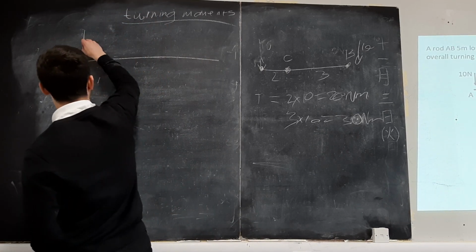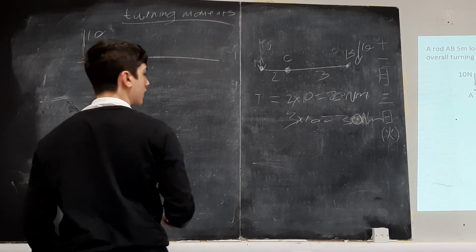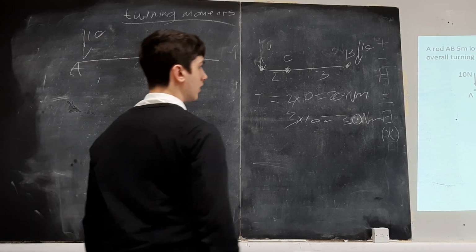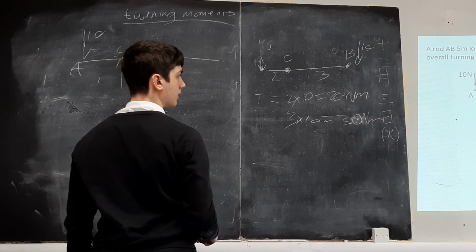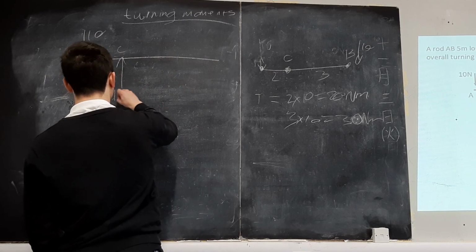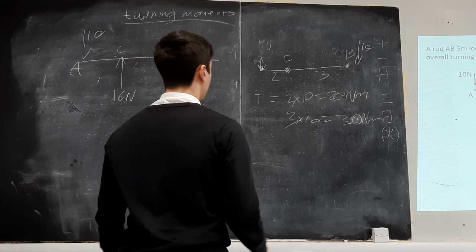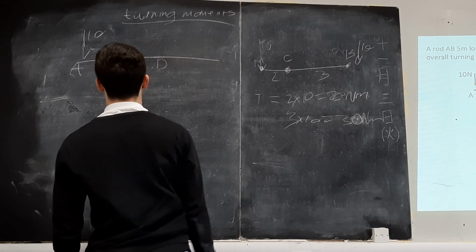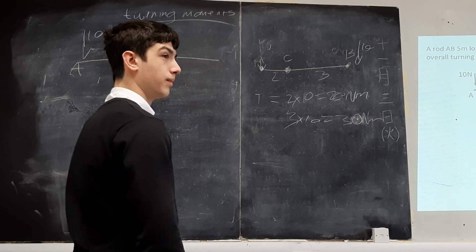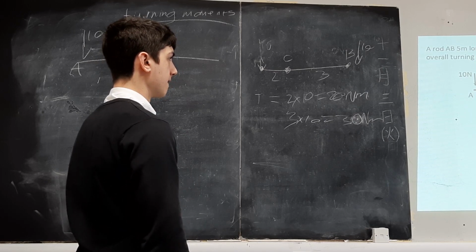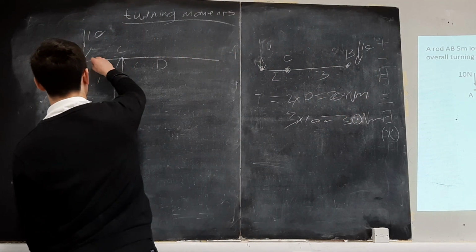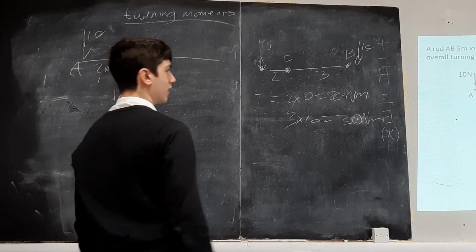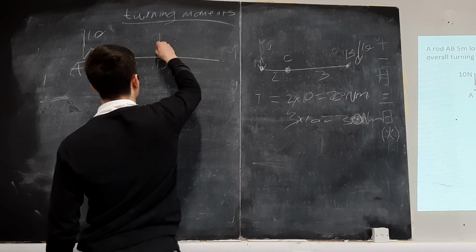10 newtons here. That's A. That's C. Which is 16 newtons. Why do those 2 meters look like they're not the same at all? They're the same length. It doesn't matter, it's not to scale. It's not going to be to scale on mine either. I know, I'm just saying. It looks fine.